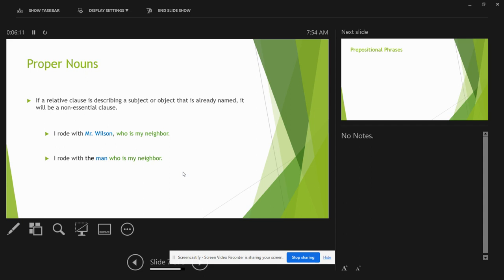So that example is non-essential. But on the bottom, if I just say "I rode with the man who is my neighbor," "who is my neighbor" is now the only thing that specifies "man." So it's essential. So in the top example, I have to put it in commas. Now, obviously, I don't put a comma at the end because it's finishing the sentence, so I just put a period. But I have to put at least a comma in front of it. Down at the bottom, because it's essential, no comma.